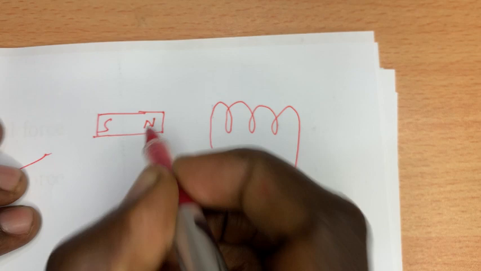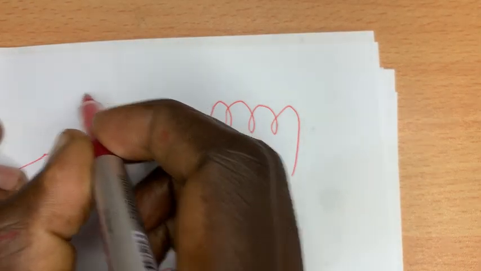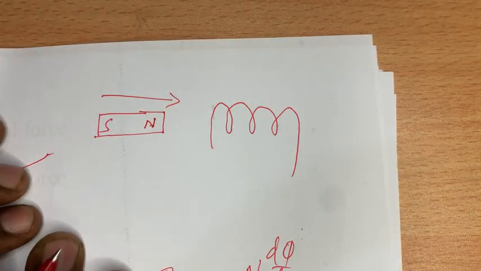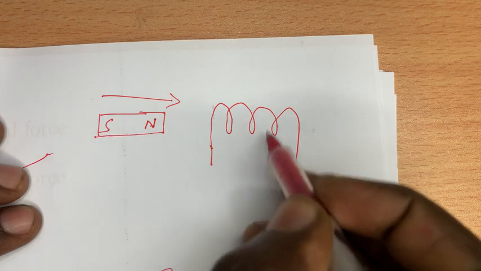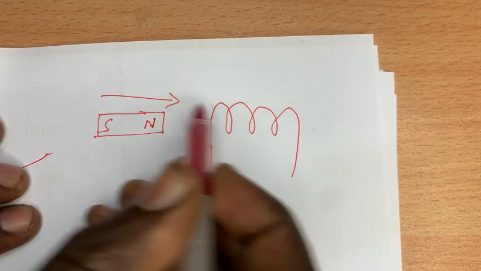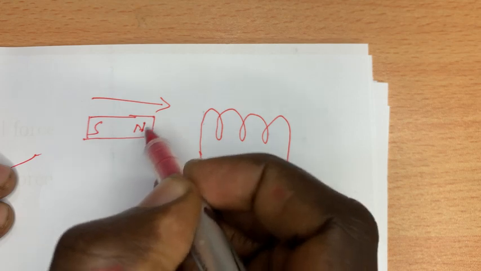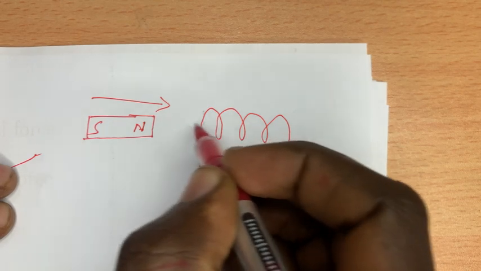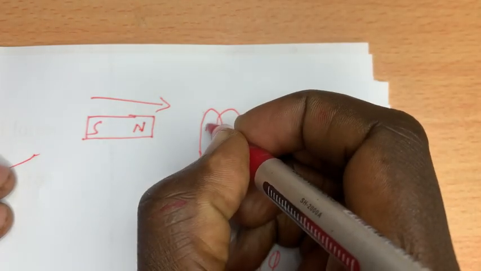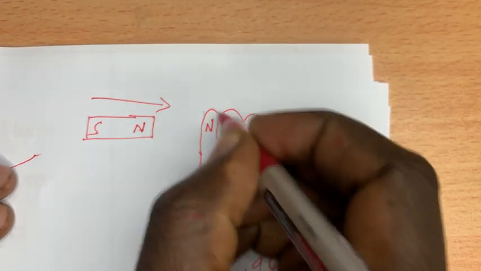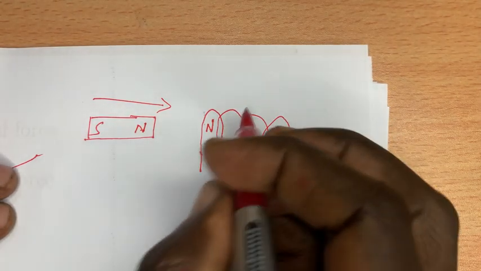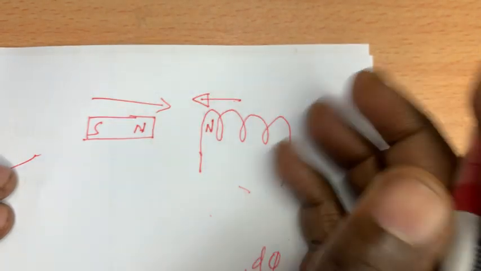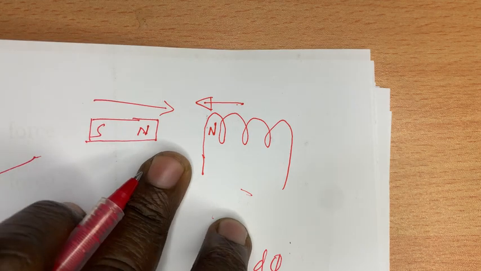I have the north pole here. If I push this magnet, this is a north pole, then the EMF that is induced here will tend to oppose the motion of this magnet that is creating the EMF. But how is it going to do that? It means that this end of the wire should behave like a north pole, so that it can push it away, so that there will be repulsion.